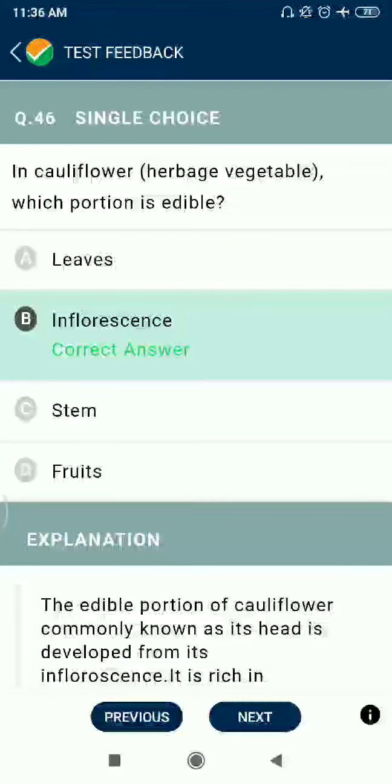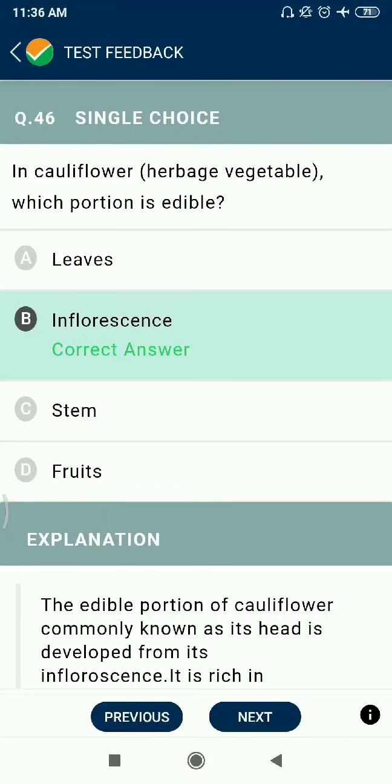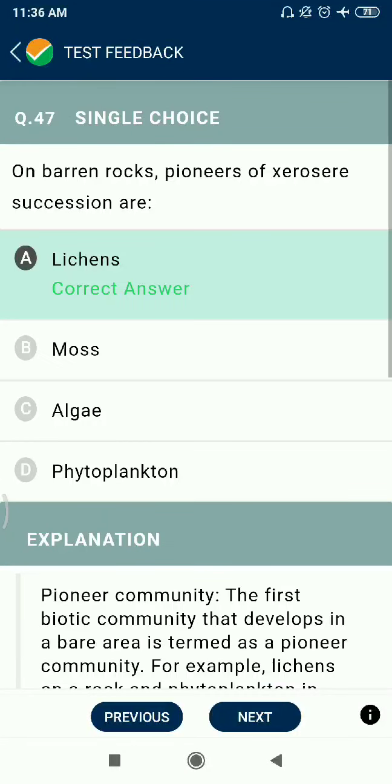Question number 46. In cauliflower, herbaceous vegetable, which portion is edible for inflorescence? Herbage. Question number 47. On barren rocks, pioneers of xerosere succession are lichen.